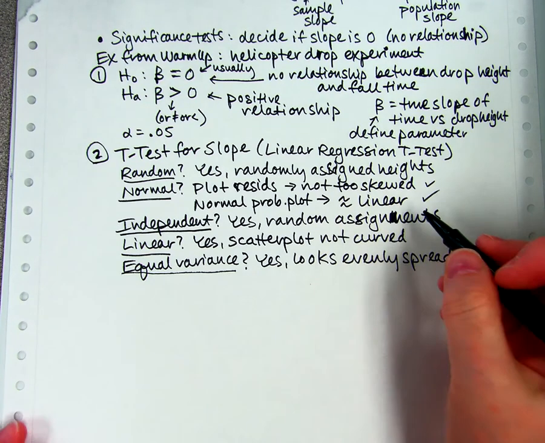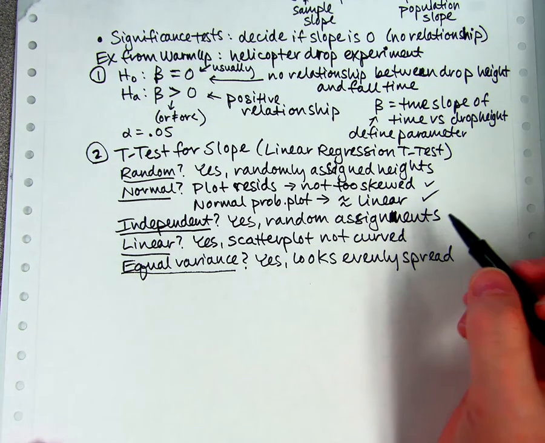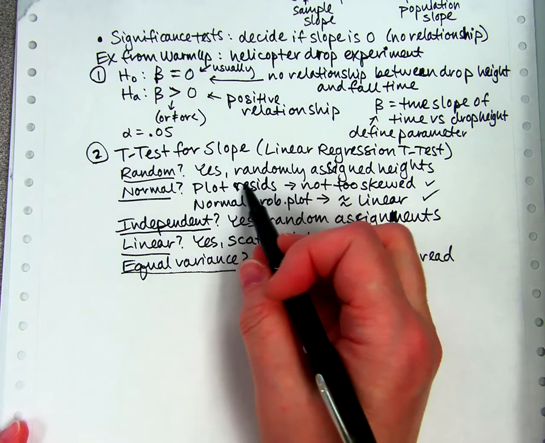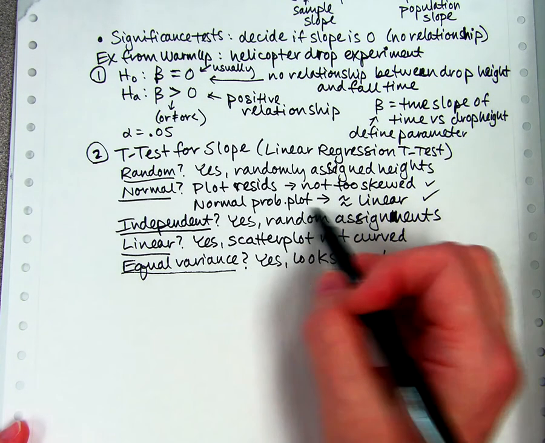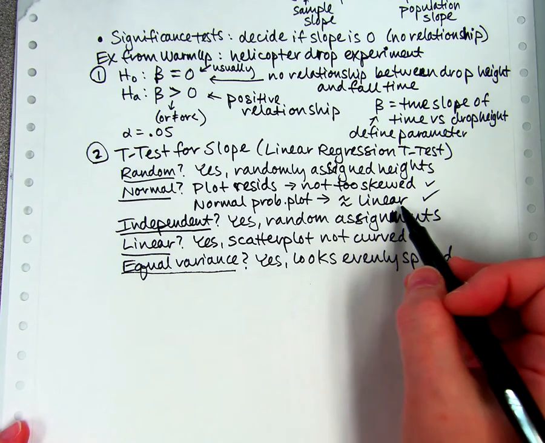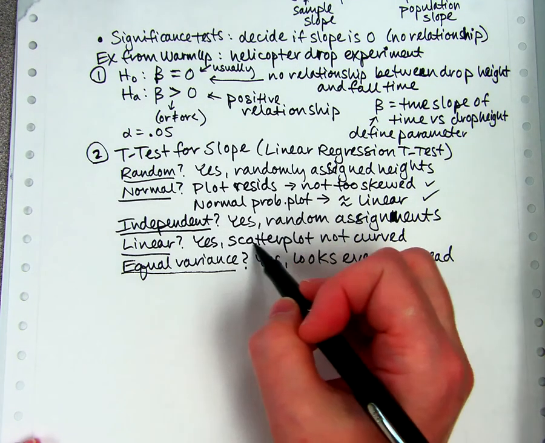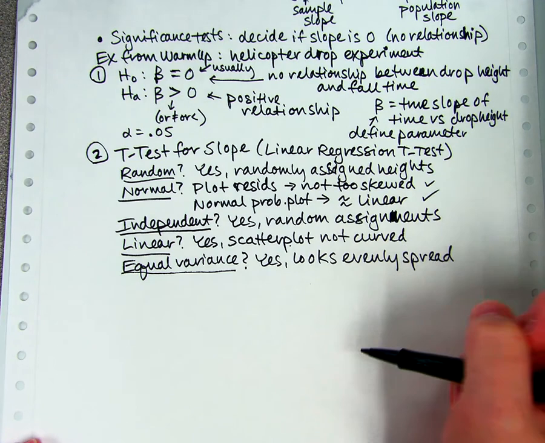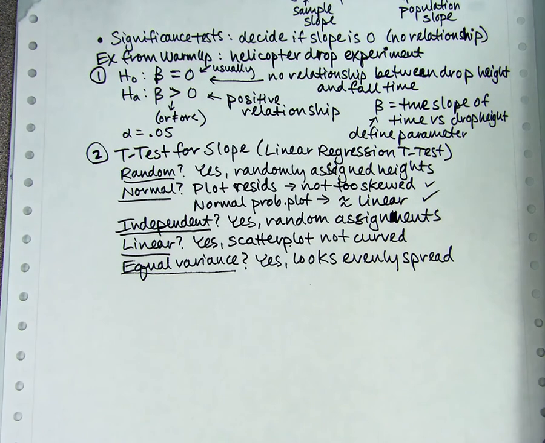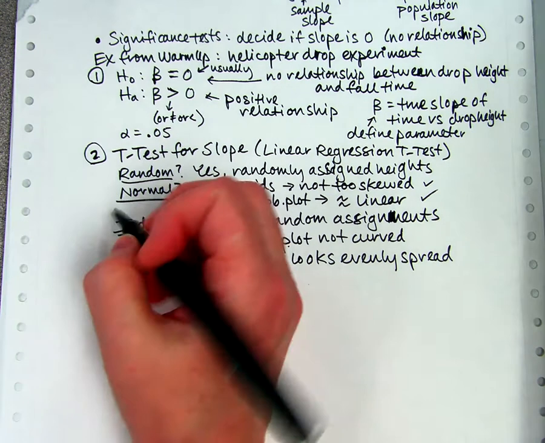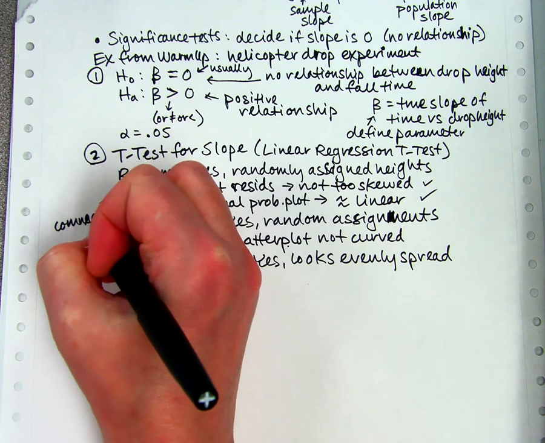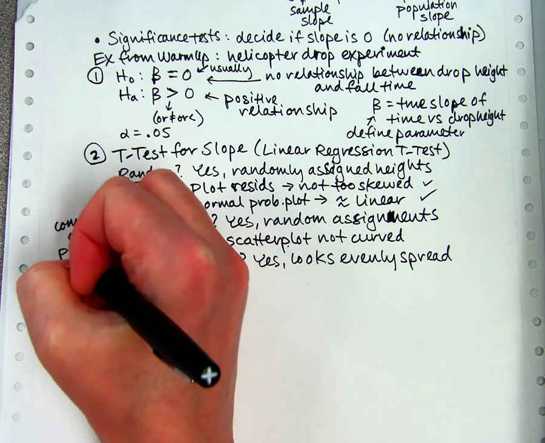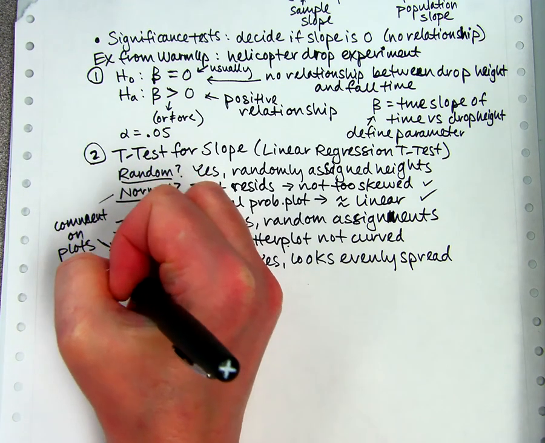So notice that I'm justifying my answers by writing what I saw in the plots. So I'm saying that from my plot of residuals, it doesn't look too skewed. My normal, I'm mentioning which plot I'm looking at and saying it's approximately linear. And I'm saying I'm looking at the scatter plot and it's not curved. So justify by saying which plot you're looking at and what you notice about that plot that makes the condition be met. So all of these, you have to comment on what you see in the plots in order to justify these 3.